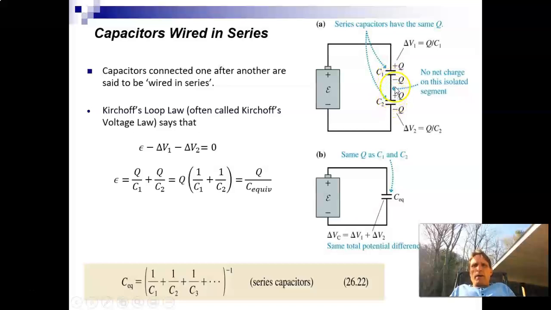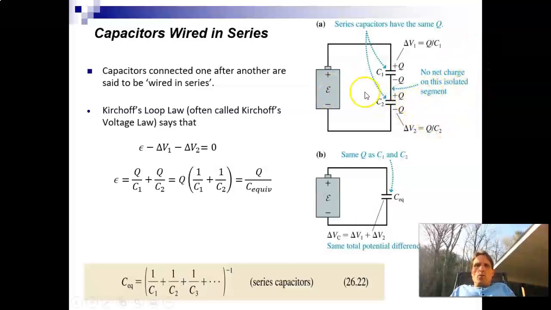If there were, then the positives and the negatives would get together and quickly neutralize it. Which means the positive charge on this top plate has to be the same as the negative here, and the positive here has to be the same as the negative on this end. So in a nutshell, the charge on all of the capacitor plates has to be the same. You're like, okay, what does that have to do with it?